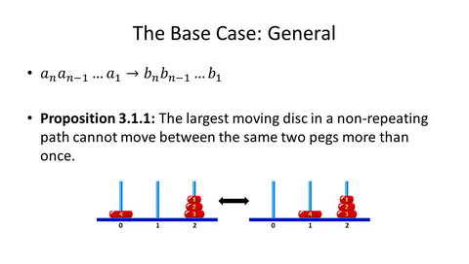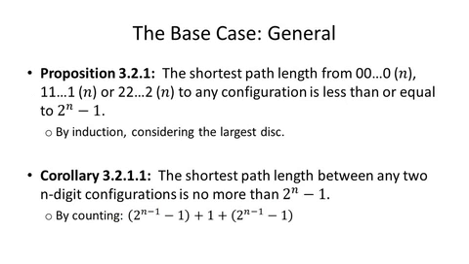As for the general case, which is from a general configuration to another general configuration, the idea is to show that when the largest disk moves, it must in fact pass through these 2 configurations. For example, if disk 4 moves from peg 0 to peg 1, it must pass through these 2 configurations. Since the shortest path must be non-repeating, it cannot pass through any of these configurations more than once. So the largest moving disk cannot move between the same 2 pegs more than once.